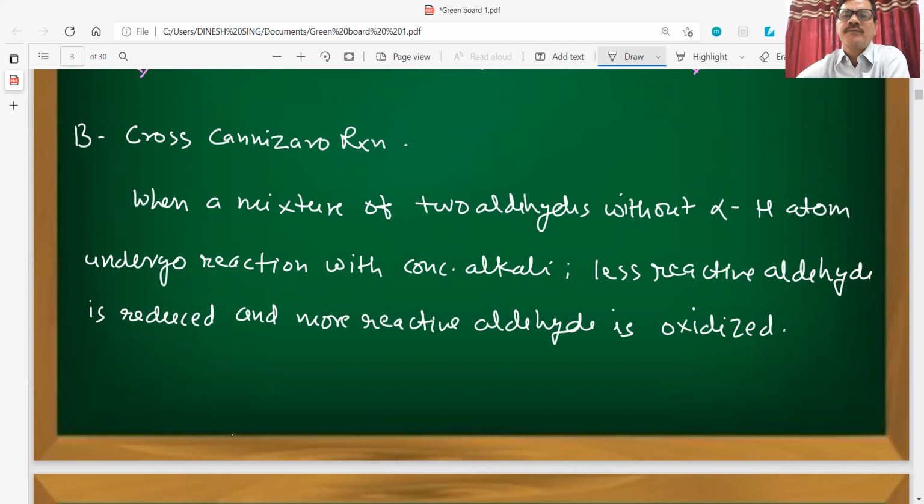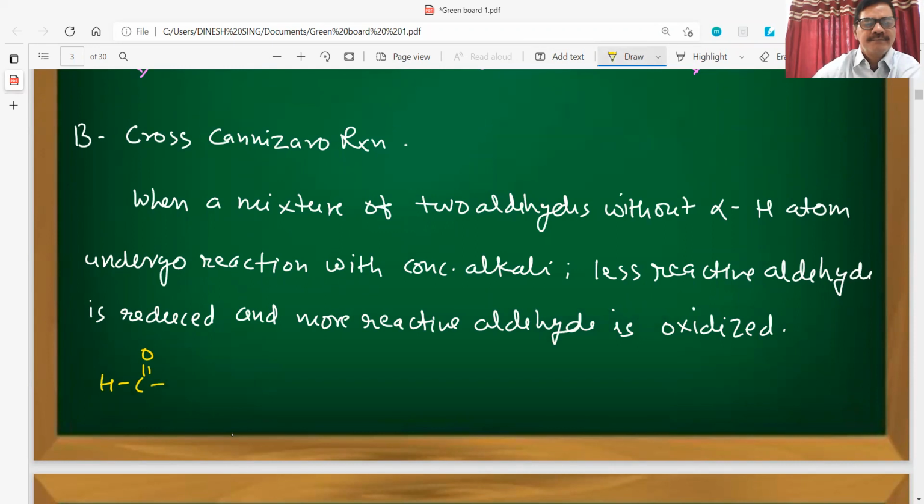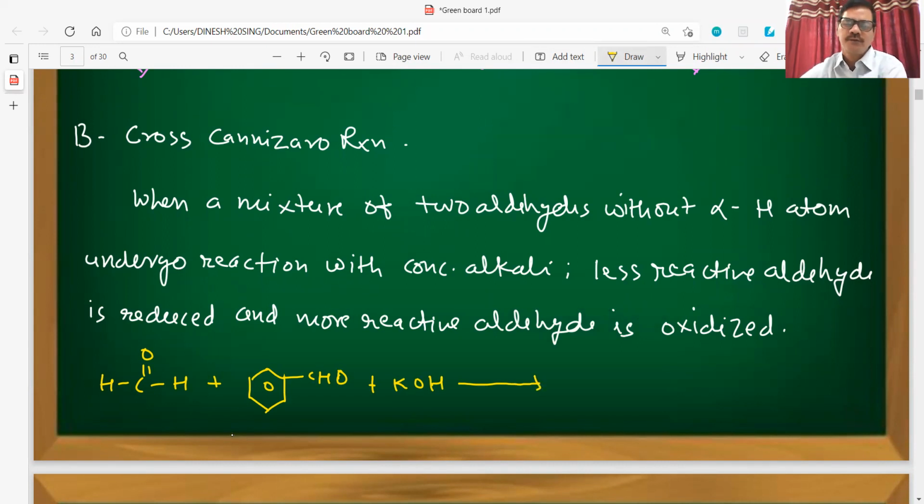So for example, suppose we are having a mixture of formaldehyde plus benzaldehyde. Towards nucleophilic addition reaction, formaldehyde is more reactive and benzaldehyde is less reactive. So formaldehyde will convert into the salt of acid and benzaldehyde will get reduced, so it will convert into CH2OH. The mechanism will be the same.